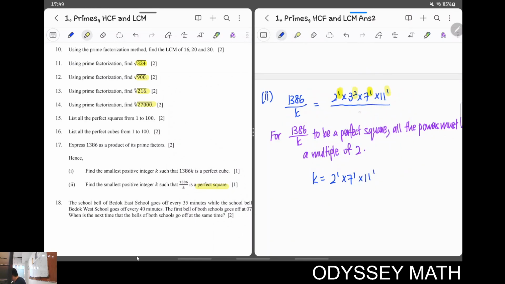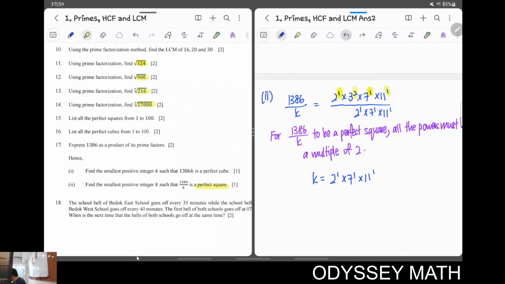So that you see, when your k is 2 to the power of 1 times 7 to the power of 1 times 11 to the power of 1, you cancel. What happens is 1386 over this k that you have selected is just 3 to the power of 2. And that's good because for this base 3 only, the power is 2 and it's a multiple of 2. So it is a perfect square because all the powers here are a multiple of 2. 3 to the power of 2, power 2, multiple of 2.